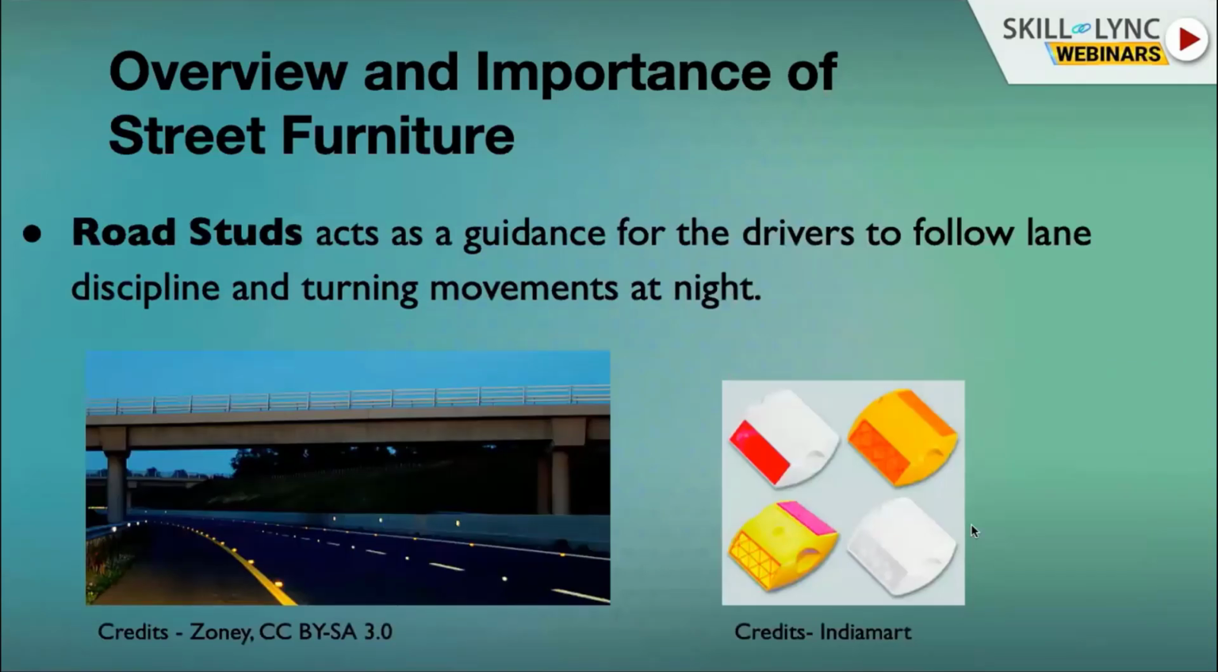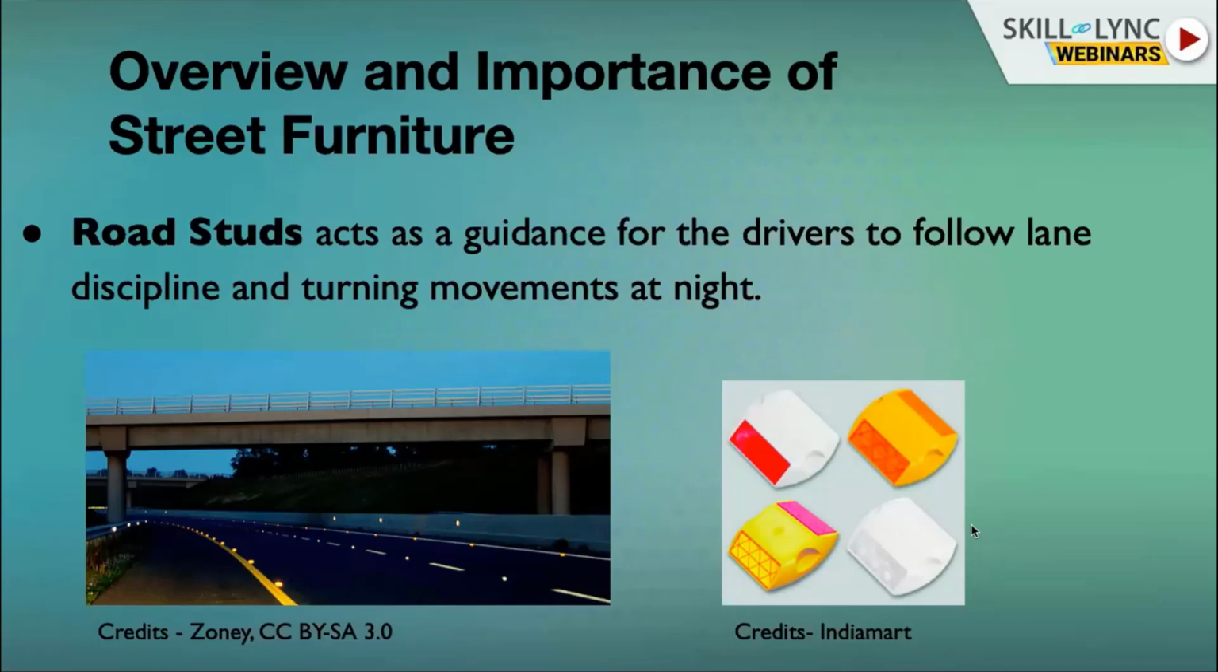What are these road studs? In layman's terms, they can be called cat eyes, the eyes that blink in the dark. These are placed all along the road as a guide to the drivers. They can act as lane marking guidance to maintain lane discipline. They can act as guidance for the pedestrians at uncontrolled pedestrian crossings or even at controlled pedestrian crossings as well.